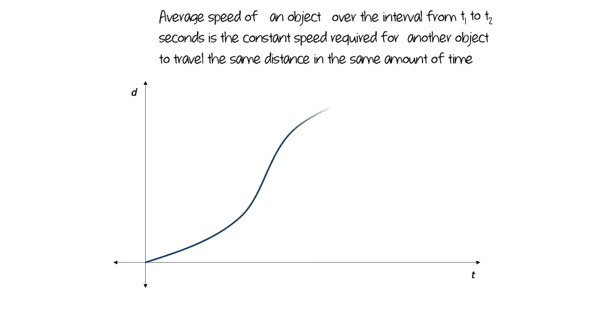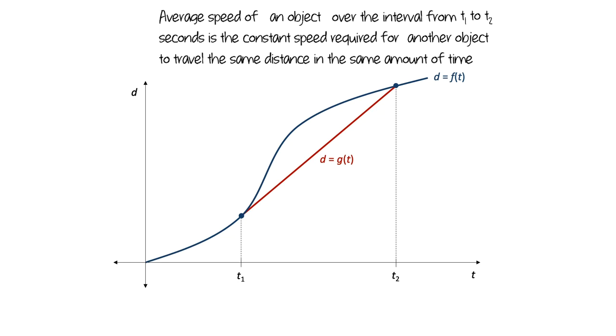Suppose this graph represents the distance a blue object has traveled away from some initial position in relation to the amount of time elapsed since the object began traveling away from its initial position. And t1 and t2 are 2 points in time. If we had a red object traveling the same distance in the same amount of time at a constant speed, a graph of its distance traveled versus elapsed time would look like this.